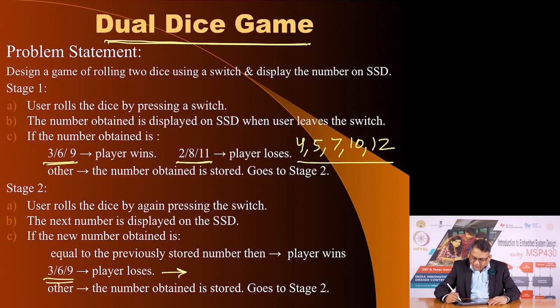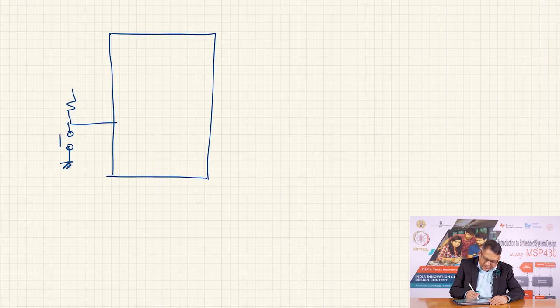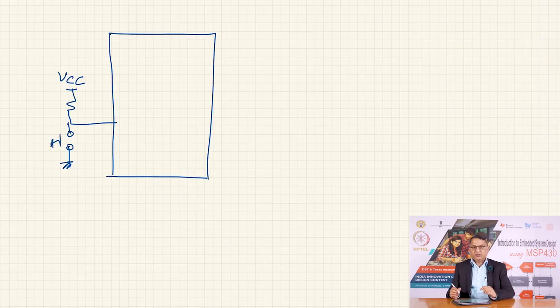Let me draw for an end user what the game would look like. So, we want a system which has a mechanism to roll the dice, and we do not have a physical mechanism where we are shaking it, and instead we have a switch with which we can simulate the act of rolling the dice. So, when I press the switch, it is like I am shaking the dice, and when I release the switch, it means that I have thrown the dice and you see the 2 numbers that come out.